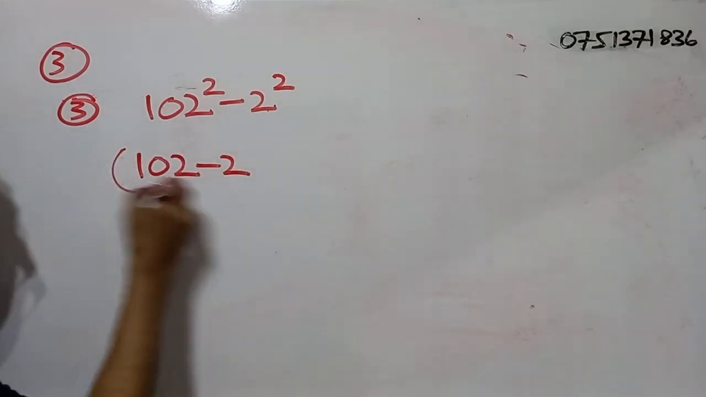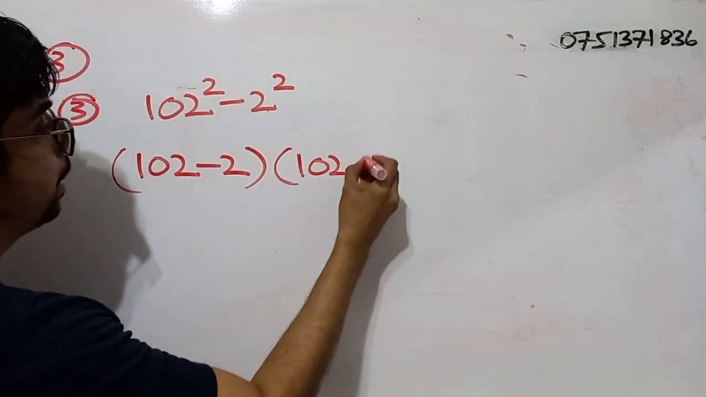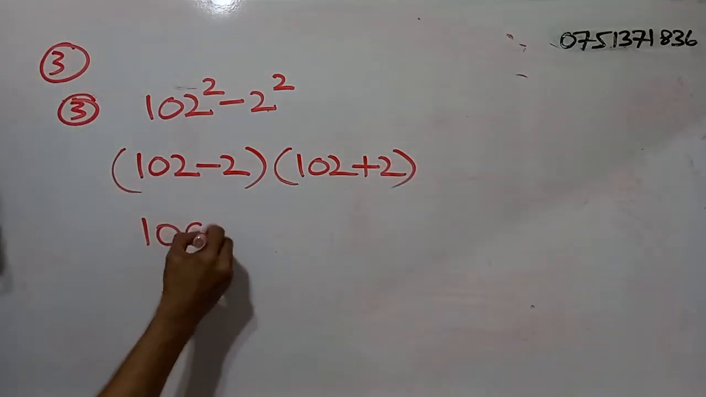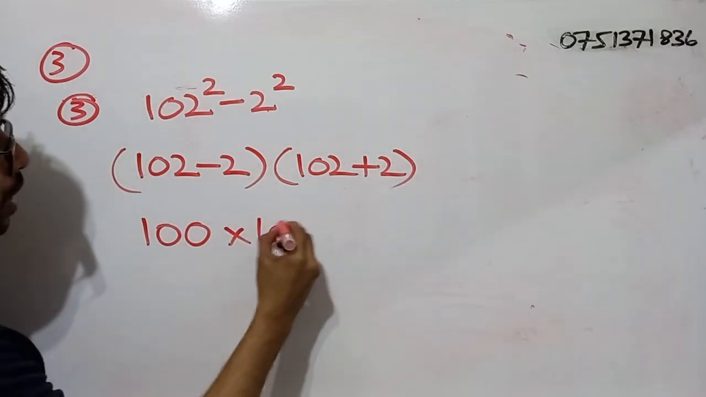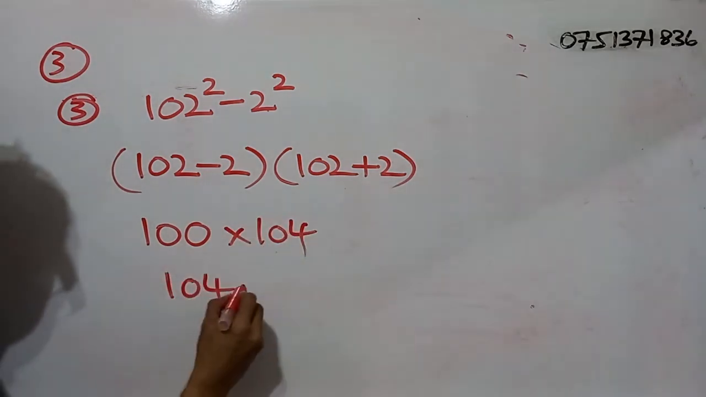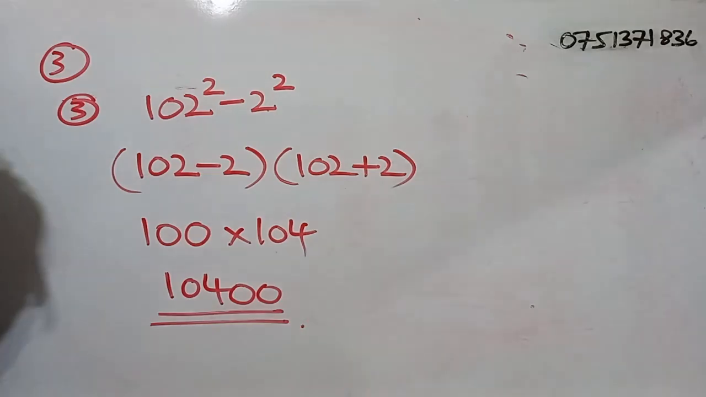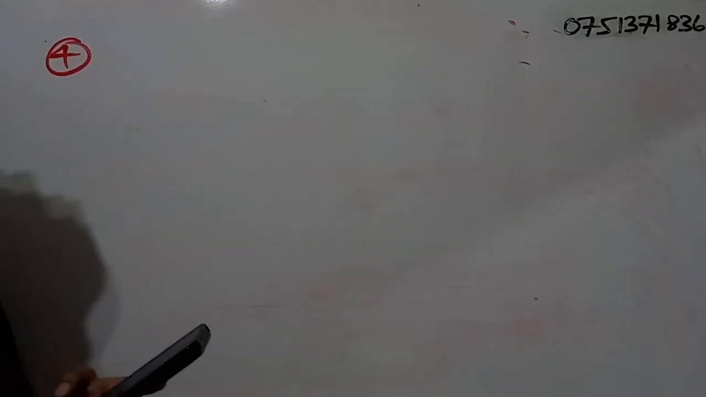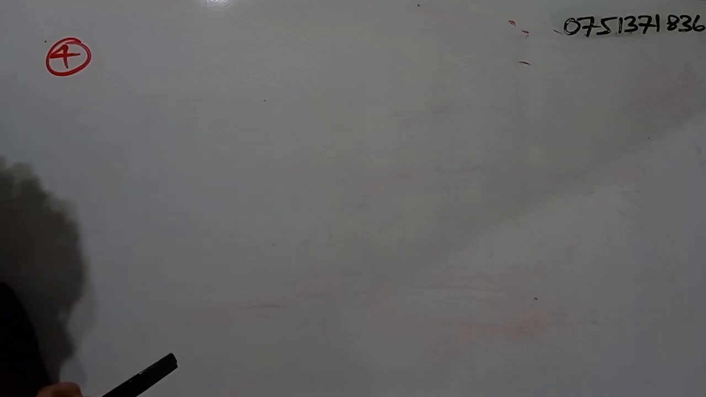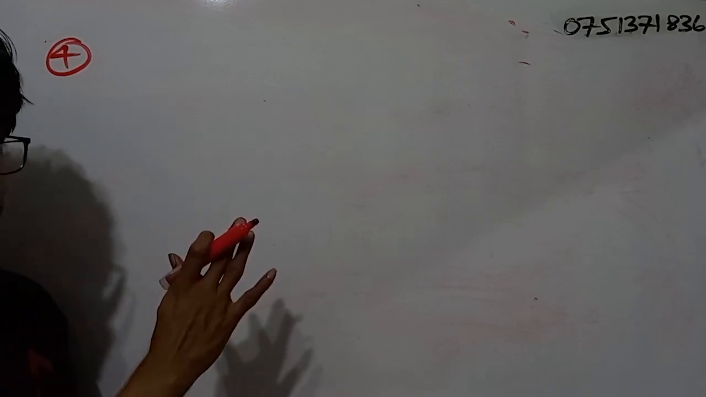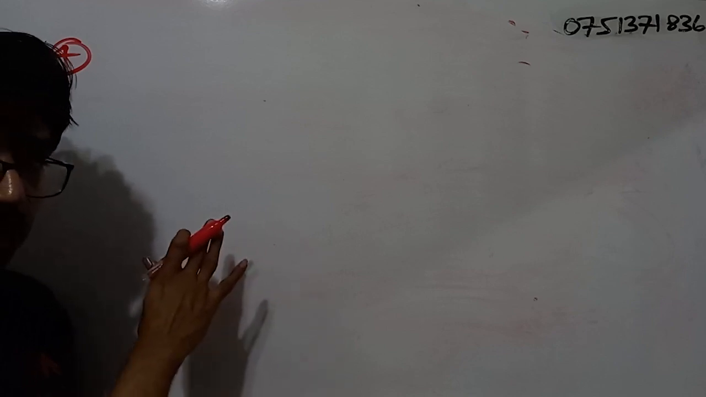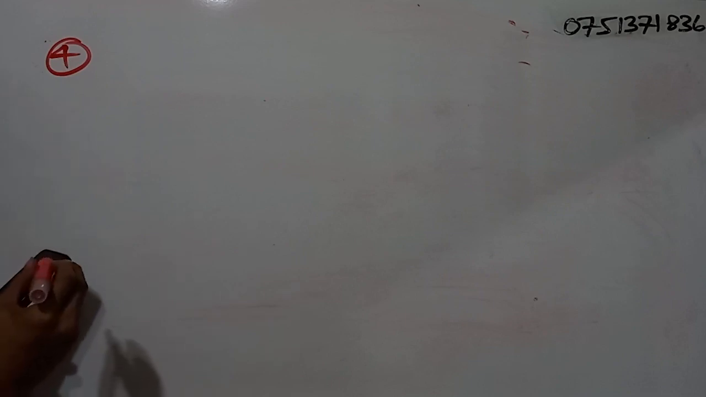Okay, so here 102 minus 2, 102 plus 2. 102 minus 2 means what? 100. 102 plus 2 means 104. So what do we get? 10,400. Right. Part 4. So there what do we have? We have two sides. Both sides have what? Expressions. So we have to match them correctly. Okay. So first of all, what do we have?